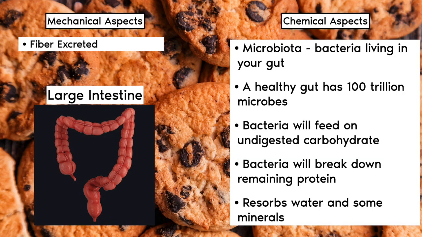The final part of the digestive system is your large intestine or your colon. And in your colon, we excrete fiber. This means that we poop fiber out. And you want to eat fiber so that your stool, your poop, is the right consistency.